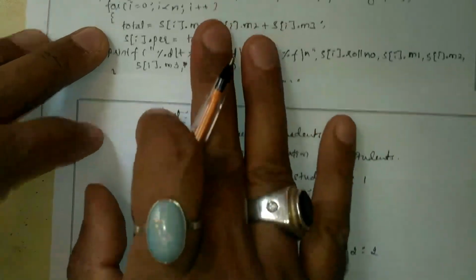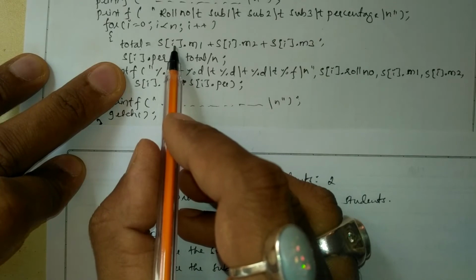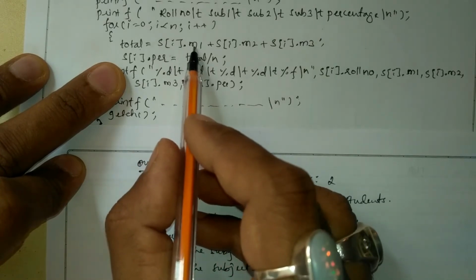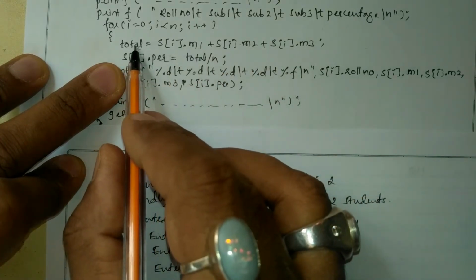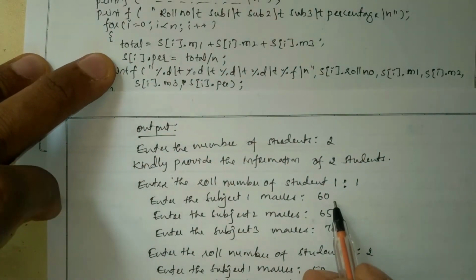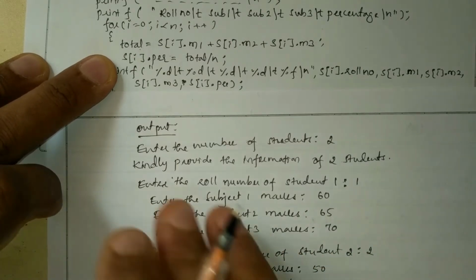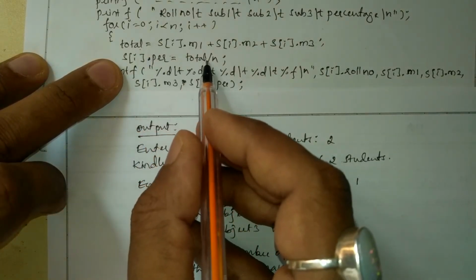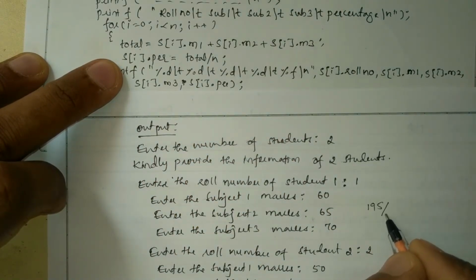Next, you can see through this iteration we are going to calculate total. S of I, that is the first student's marks of first subject, second subject, and third subject, will be added and initialized to total. So here in this case it is 60 plus 65 plus 70. 60 plus 65 is 125, 125 plus 70 is 195. So 195 will be stored as total, but we are not going to print that one. So here S of I dot percentage is equal to total divided by n. So here it will be calculating 195 divided by 3.